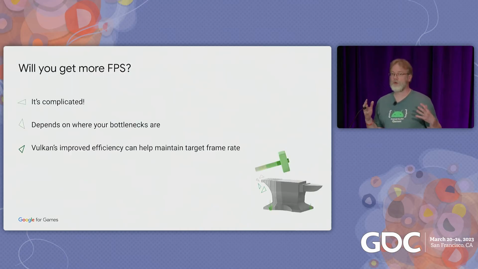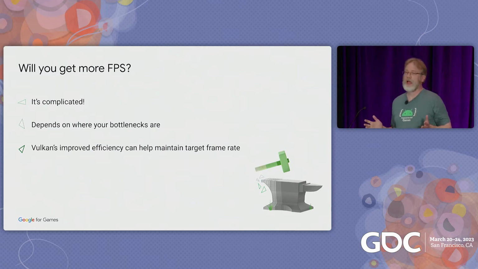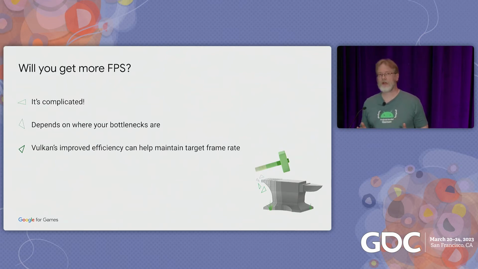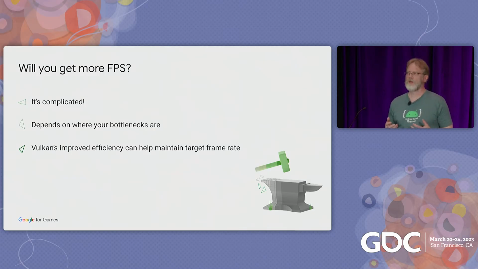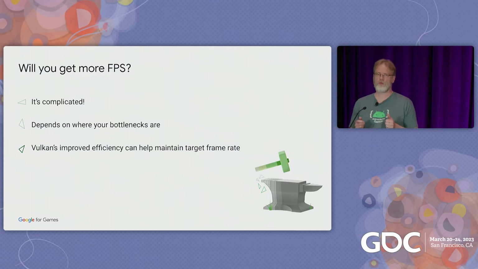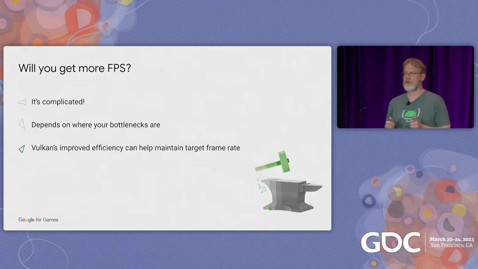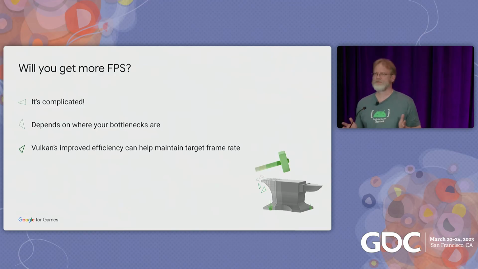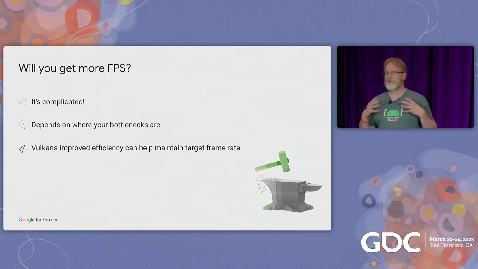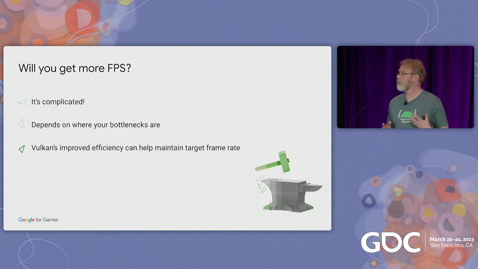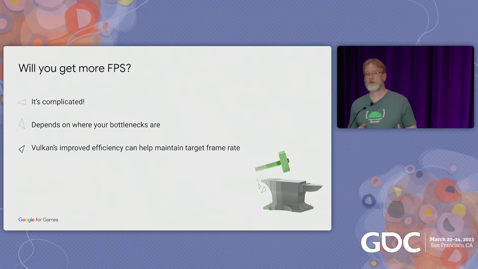Now, will you get more frames per second? The answer to that is, it's complicated. It really depends where your bottlenecks are and also what your goals are. Because in mobile, you may have situations like a high performance FPS where maybe a set of your users are playing plugged in with a gamer phone that has serious cooling. But that's the minority of gamers. A lot of devices don't have anything like that. And you may be choosing a target frame rate where you can meet a visual quality target for your game at a consistent frame rate that feels good for the user. And Vulkan's improved efficiency can help you hit that target frame rate.